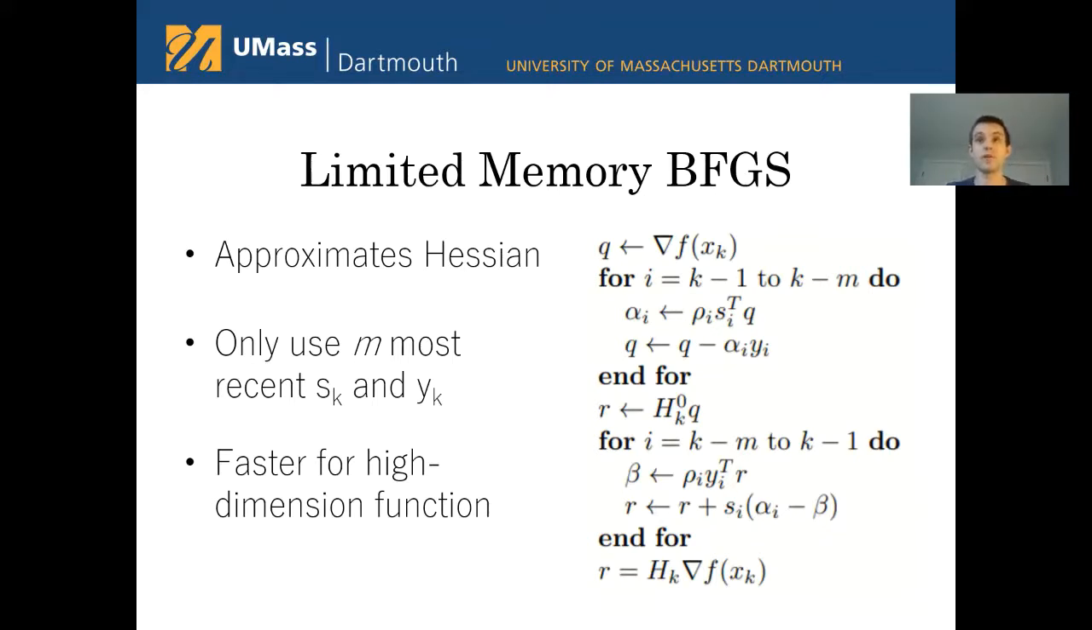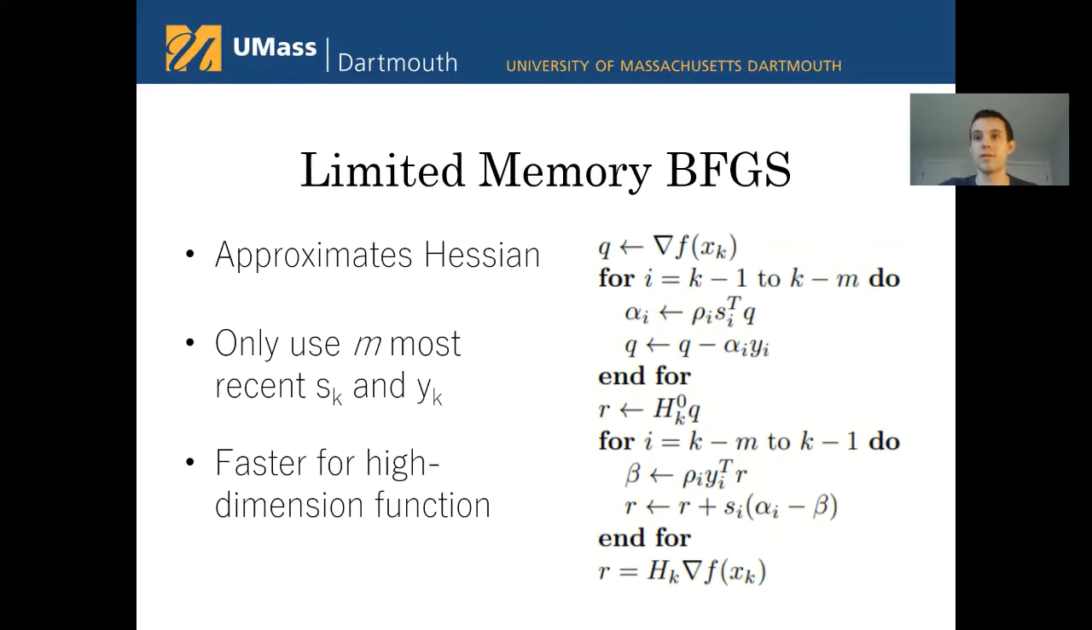It too uses an approximate Hessian to calculate the search direction, but it only uses the m most recent iterations for the approximation. This is the algorithm here. I'll quickly summarize it. Basically, what you do is you take the gradient, use the m most recent sk and yk calculations to calculate this q, which then is used to calculate r. And this r represents the approximation of the search direction.